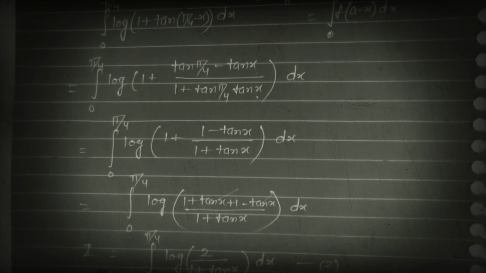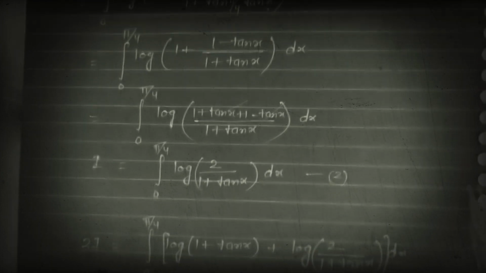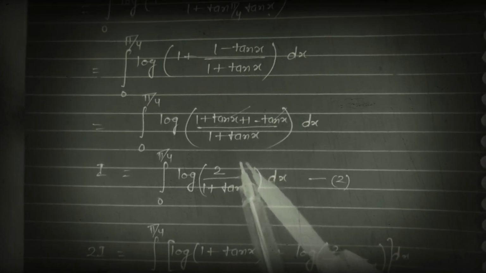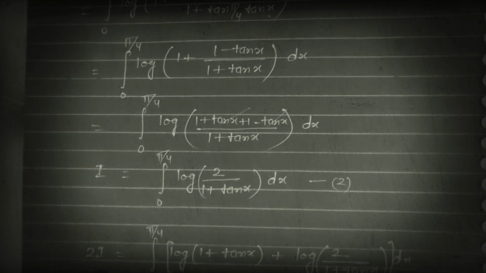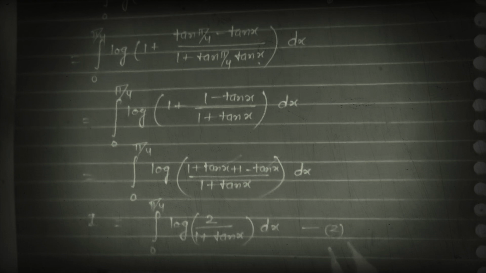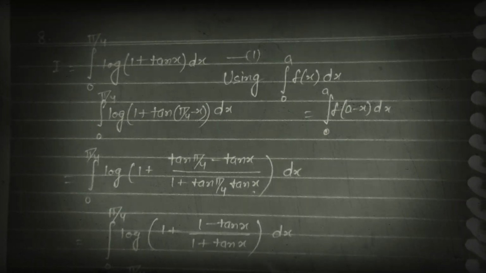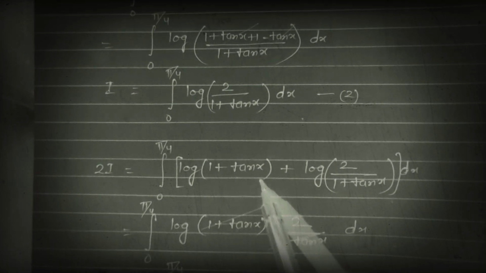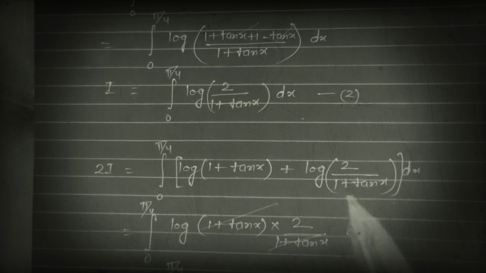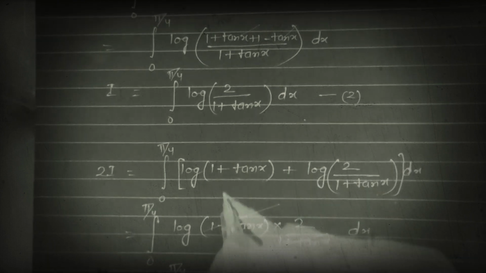So look at this. Limit is 0 to pi by 4. Log of, we will solve it. After taking the LCM we will get 2 upon 1 plus tangent x. This is the second equation and the earlier one is the first. Adding first and second, I plus I is 2I. First is log of 1 plus tangent x. Second is log of 2 upon 1 plus tangent x. We know that log m plus log n.